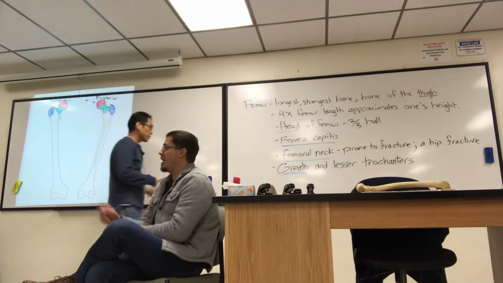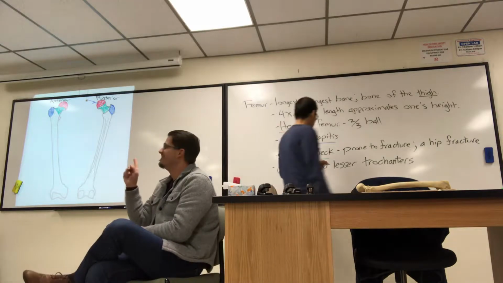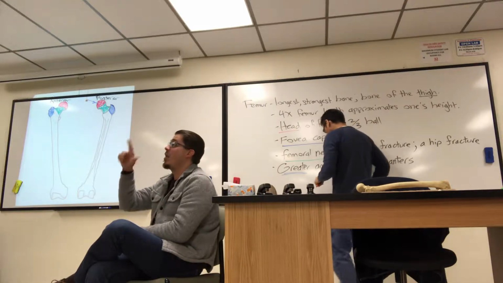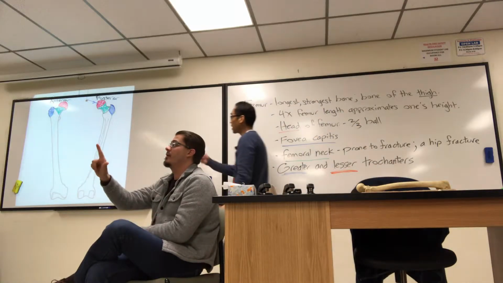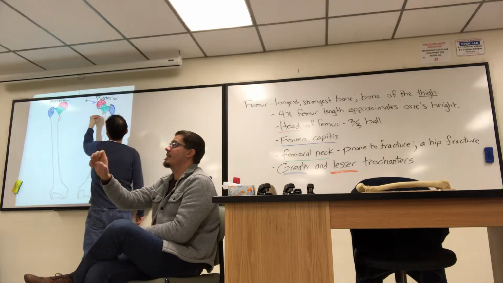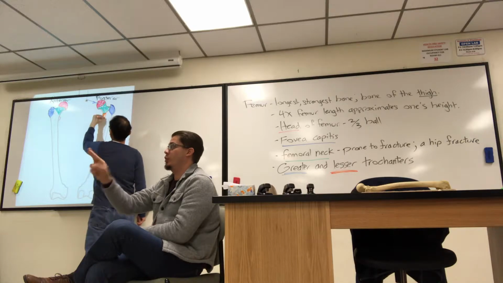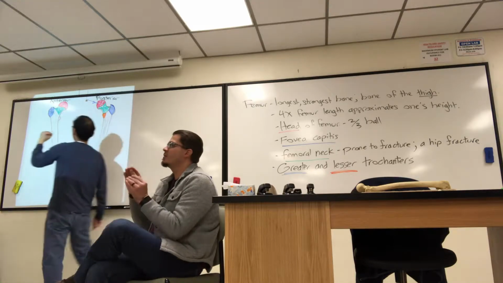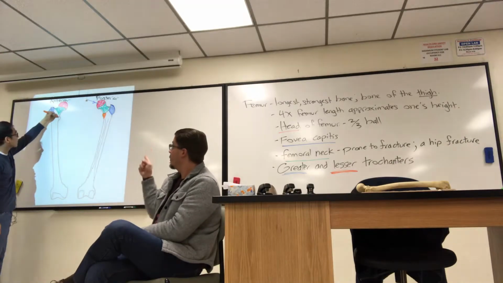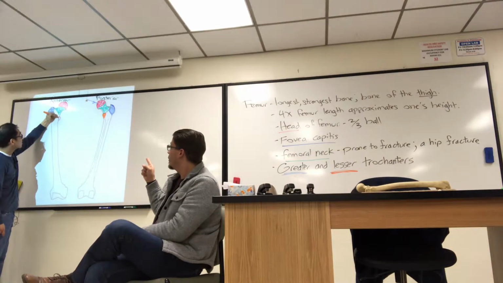The lesser trochanter, I'll use orange here. The lesser trochanter is on the inside, it's more medial. So maybe right around there. That's from a posterior view. Anterior view, you can see that little knob sticking out.